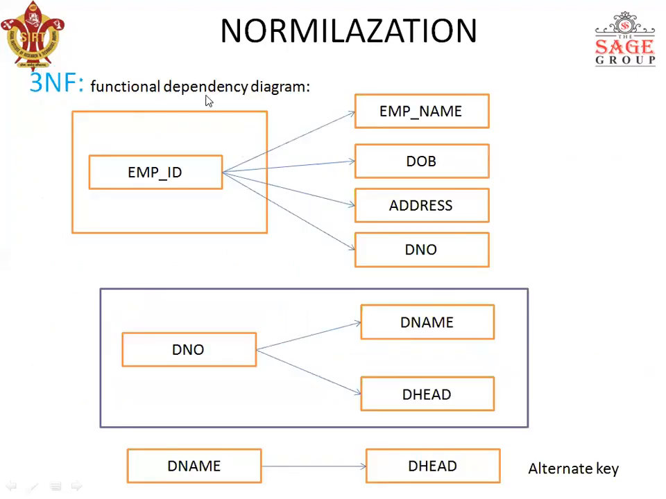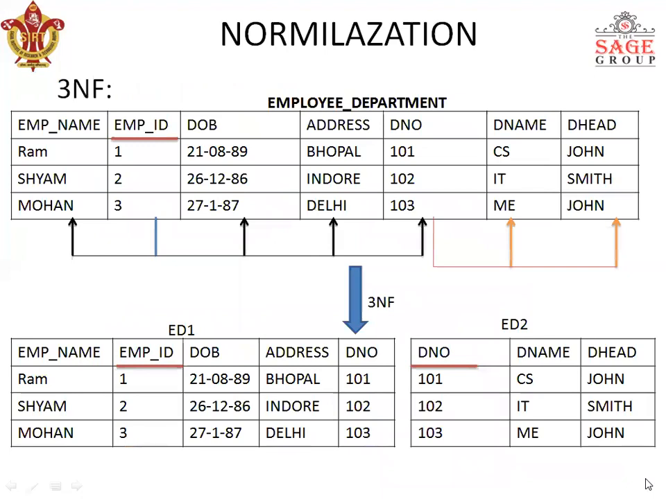So we broke down these functional dependencies. On the basis of functional dependency, we made two tables. With employee ID, we can identify name, date of birth, address, and department number. And with department number, we can identify department name and department head. So we broke a table into two tables, table number 1 and table number 2. There is another concept of alternate key: with department name, we can identify department head. It is a kind of alternate key. So this is the example of third normal form.